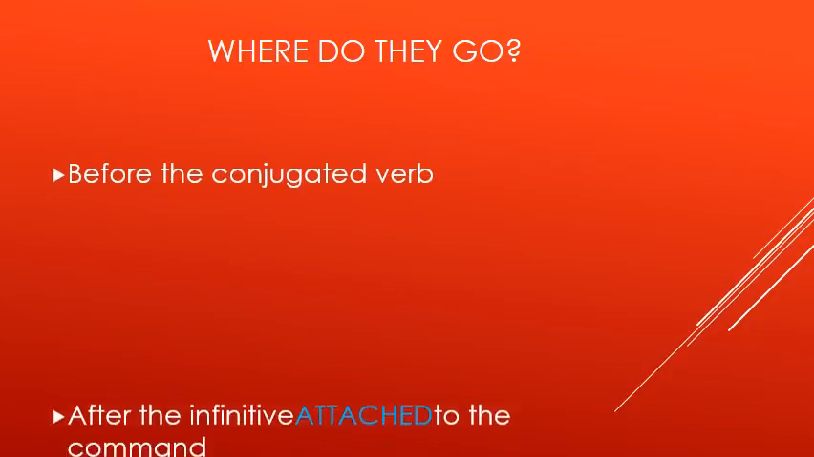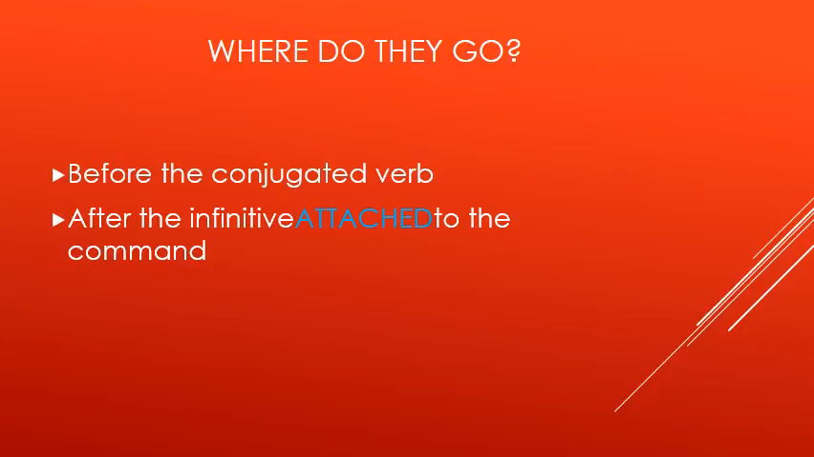Here's the next thing you might have noticed. Where do these object pronouns go? They go before the conjugated verb, after the infinitive attached to the command, unless it's negative. So here's the continuation of your song. You go, me, te, lo, la, before the conjugated verb, after the infinitive attached to the command, unless it's negative.